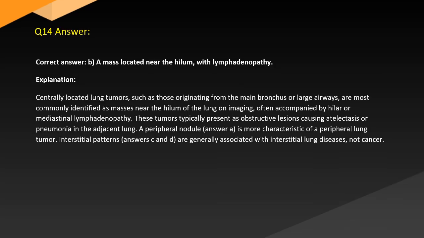Answer. Correct answer B. A mass located near the hilum with lymphadenopathy. Explanation. Centrally located lung tumors, such as those originating from the main bronchus or large airways, are most commonly identified as masses near the hilum of the lung on imaging, often accompanied by hilar or mediastinal lymphadenopathy. These tumors typically present as obstructive lesions causing atelectasis or pneumonia in the adjacent lung.